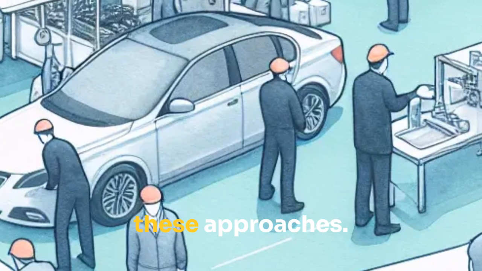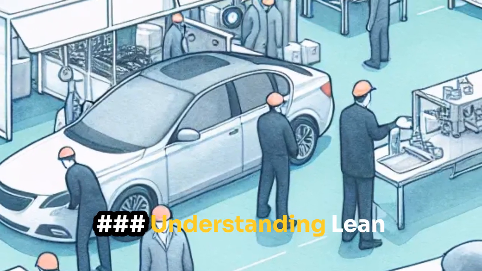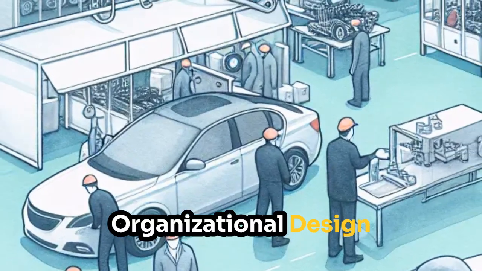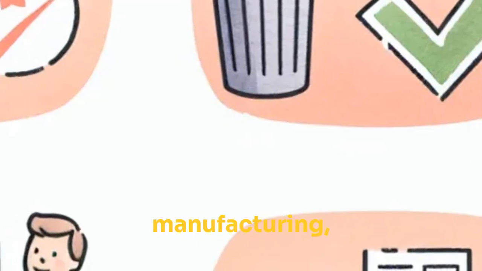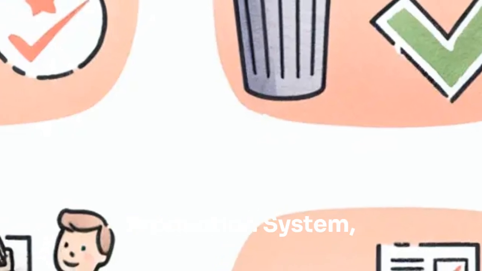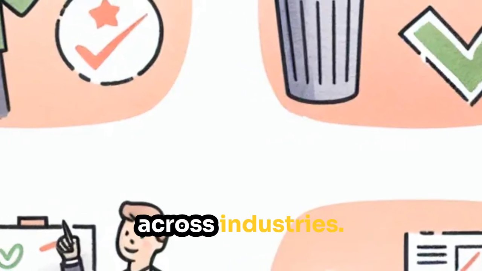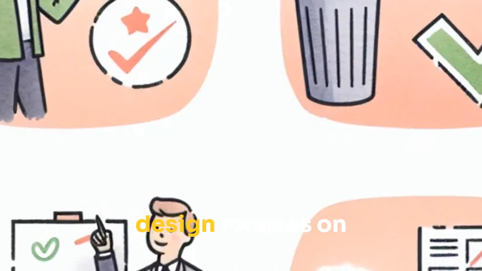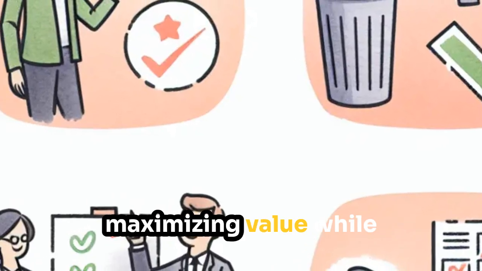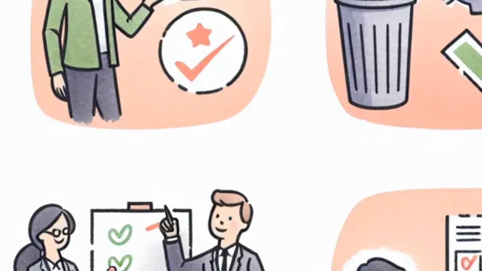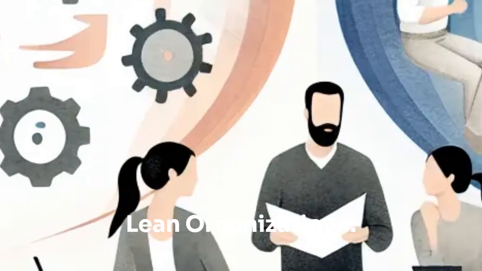successfully implement these approaches. Understanding lean organizational design. The lean approach originates from manufacturing, specifically the Toyota production system, but its principles have been widely adopted across industries. Lean organizational design focuses on maximizing value while minimizing waste. Key principles of lean organizations.